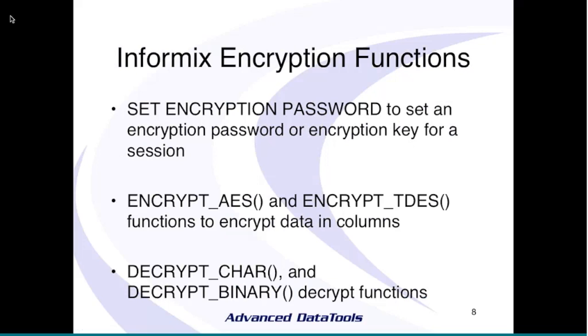One is set encryption password, which sets a key to be used for encrypting and decrypting data. Think of this as, and I don't know why they called it the password, it's really the key that opens and closes the column and encrypts it. Then there is an Encrypt AES and an Encrypt TDES. Those are 2 encryption algorithms that are available, and both of those will take a string and encrypt it using the 2 different algorithms. And then there is a decrypt character and a decrypt binary, which will do the reverse.